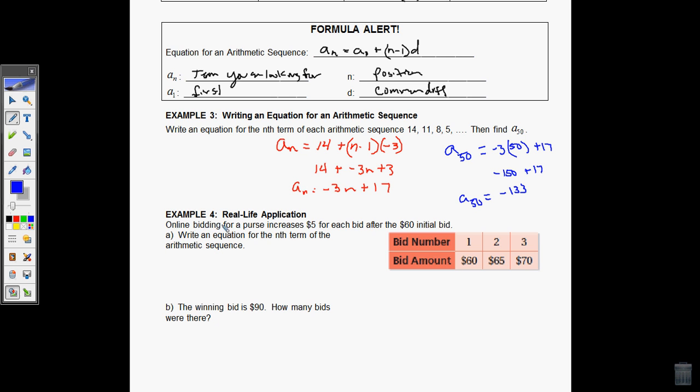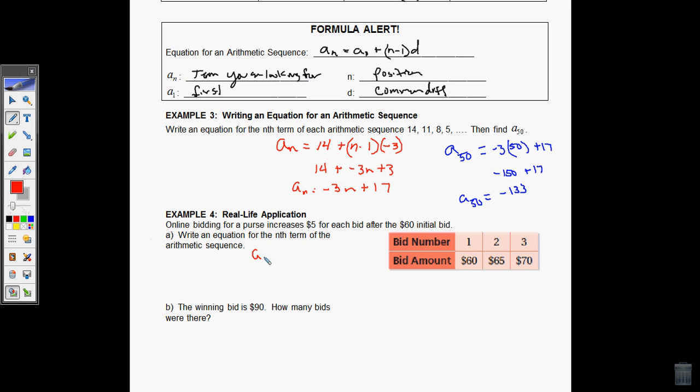Online bidding for a purse. Ugh, purses, am I right? The bid increases $5 for each bid after the $60 initial bid. We want to write an equation for the nth term of the arithmetic sequence. Okay, so that should be easy enough. We're getting pretty good at this. So let's try it out.